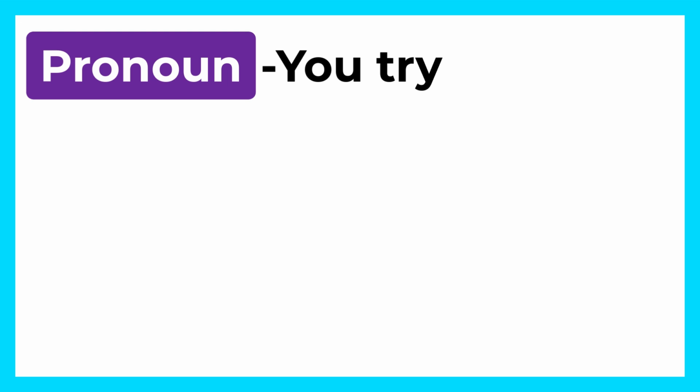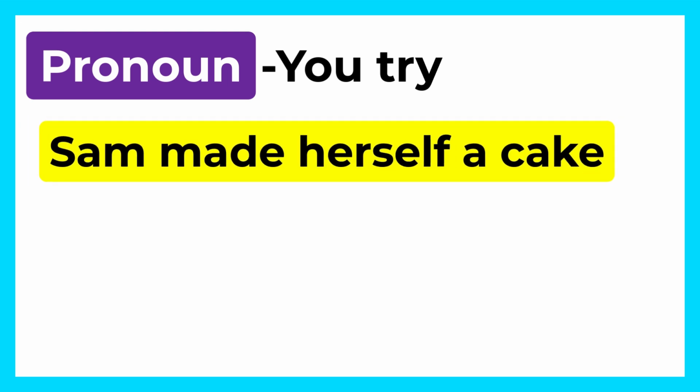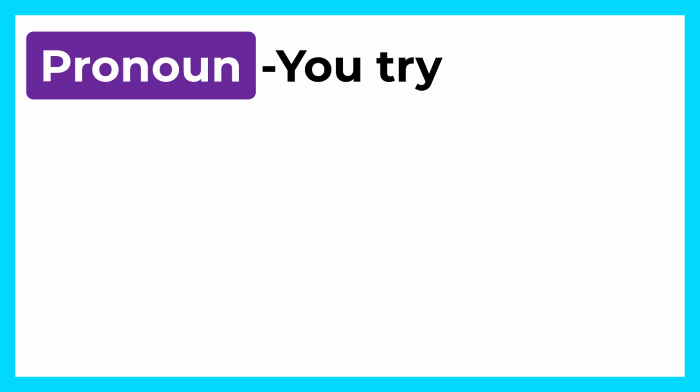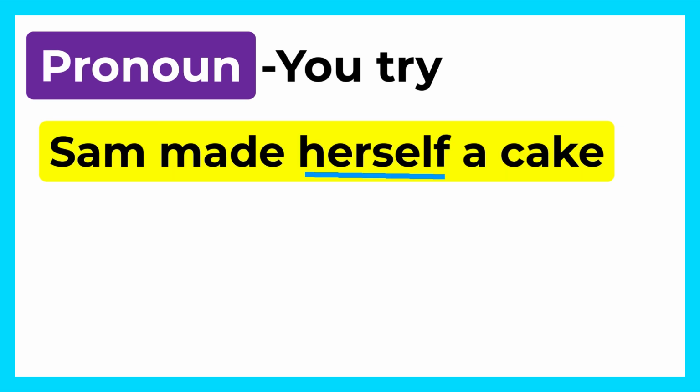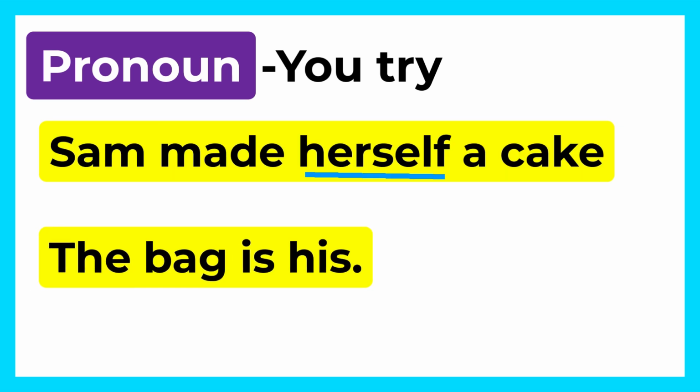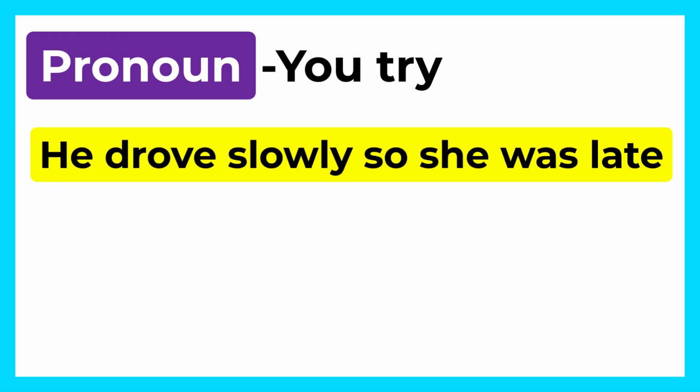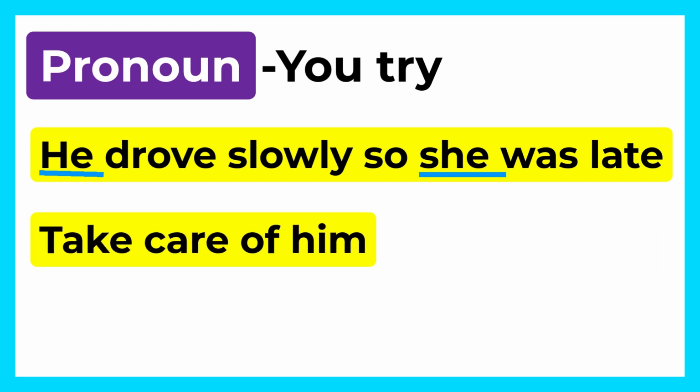Now you try. Read each of these sentences and identify the pronoun. Sam made herself a cake. The pronoun in this sentence is herself. The bag is his. The pronoun in this sentence is his. He drove slowly, so she was late. The pronouns in this sentence are he and she. Take care of him. The pronoun in this sentence is him.